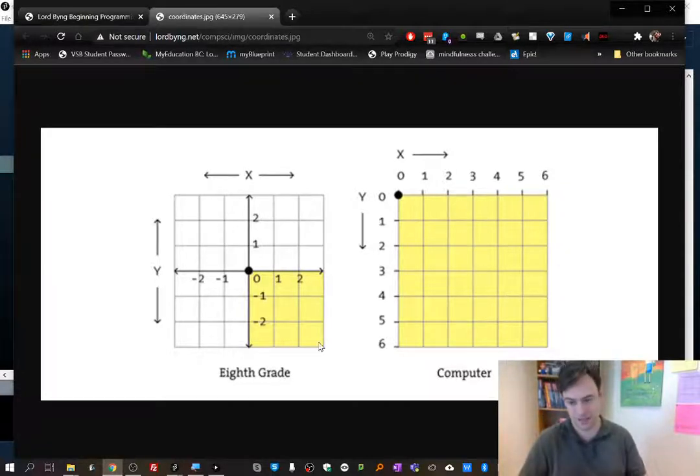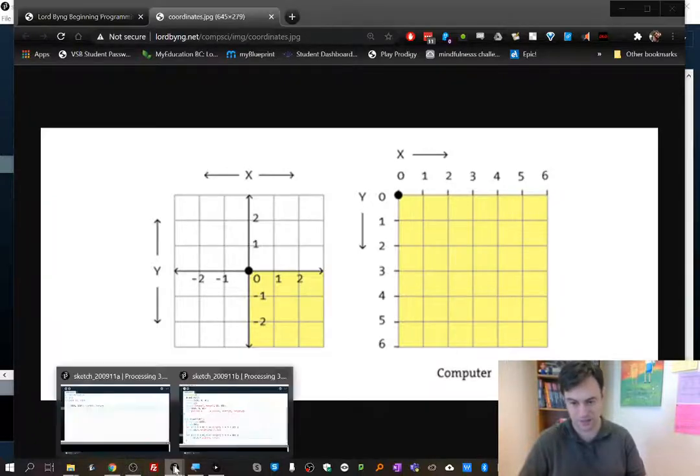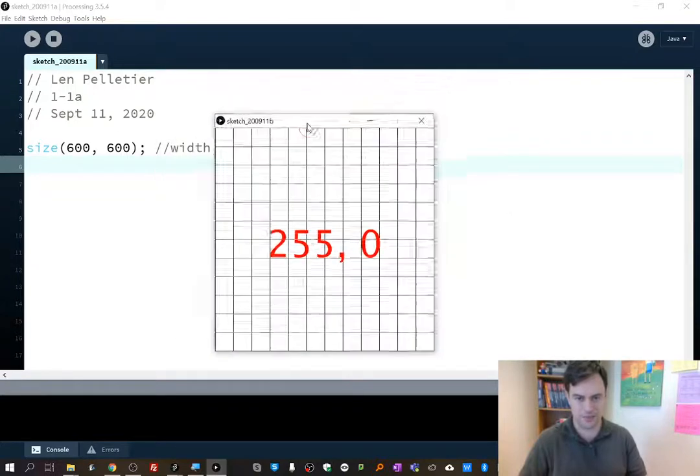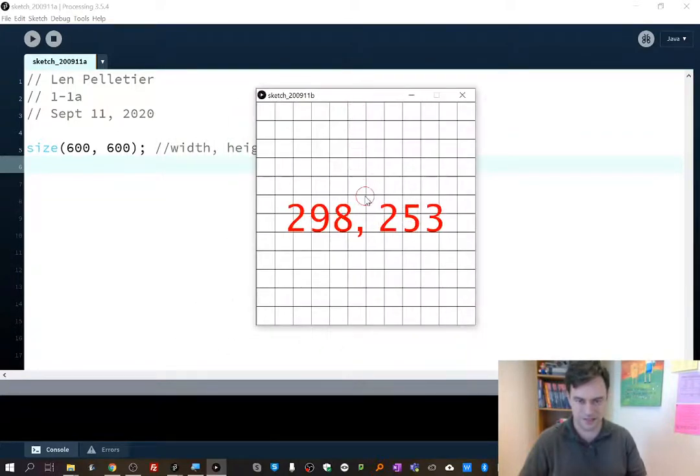So let's go back, and that might now make more sense if I go back to Processing. I'm running the sketch here. So you can see that the center, it kind of makes sense that it's 300, 300, because it's halfway down and halfway across. If it's 600 wide and 600 tall, then it makes sense that the midway point would be 300, 300.